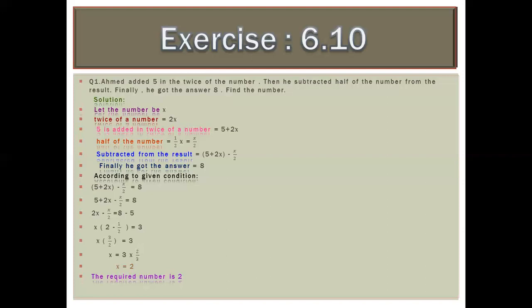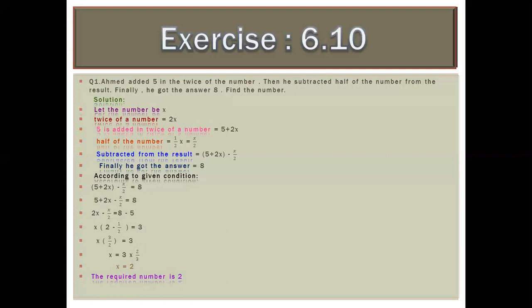Again, I'm explaining you this question. You see that there are 3 parts, not exactly the 3 parts, but we have 3 full stops over there. So according to the condition, you will read the first statement, make the expression, then the second, and then the third. According to this, we will make the equation. The first one, Ahmed added 5 in the twice of the number. First we suppose that the number is x. Twice of the number will be 2x. Added 5 clearly means that we add 5 with 2x.